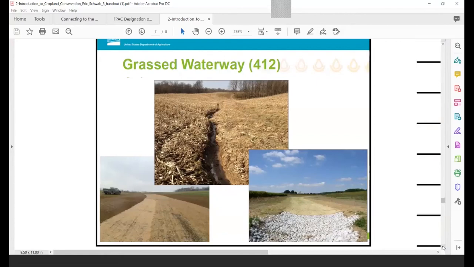Oftentimes when you're riding in the truck with an experienced planner and you say, hey, tell me some things that you've done in your past career that you are most proud of, oftentimes it will be addressing these concentrated flow erosions. These are things that we should take great pride in, in my opinion. Go on to the next slide.